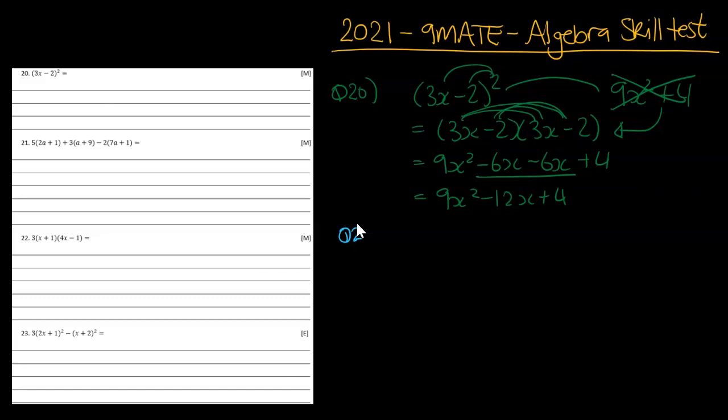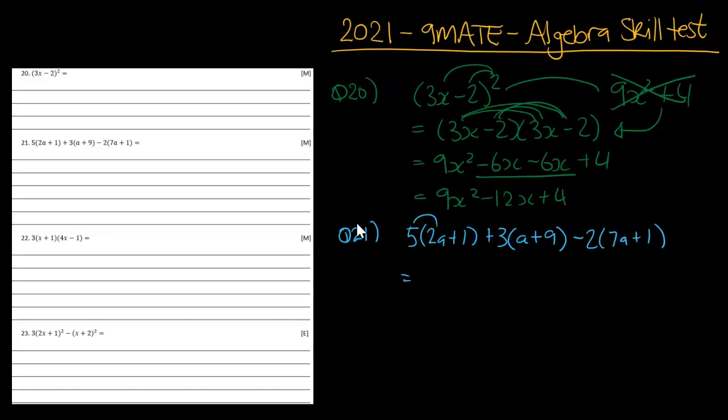To question number 21, and just note, we've got a whole lot of single brackets happening here, so I'm going to need to expand each of them and then group all the terms together. So our expression was 5 bracket 2a plus 1. We then had plus 3a plus 9, and then after that we had minus 2, 7a plus 1. So let's get into that.